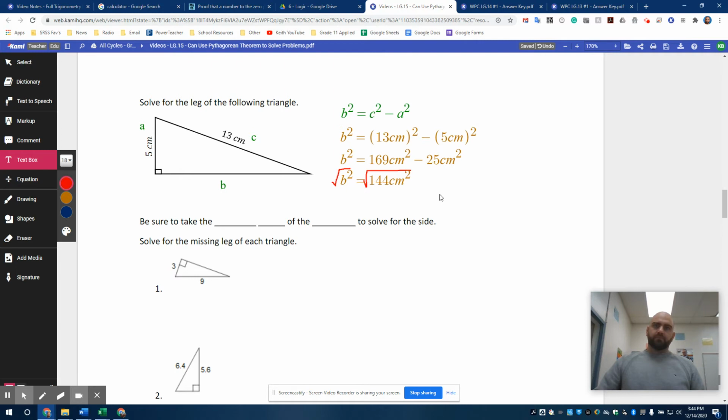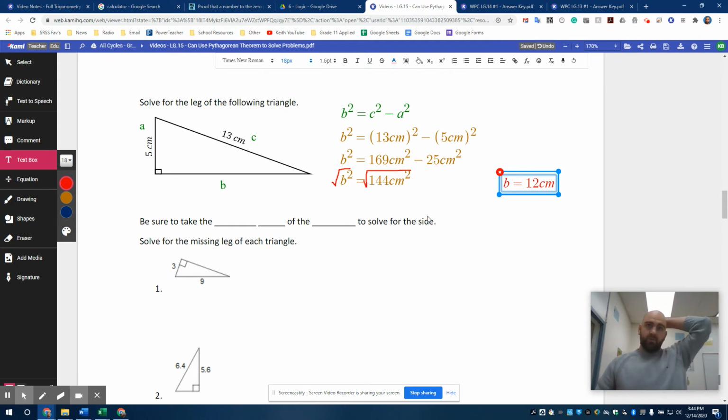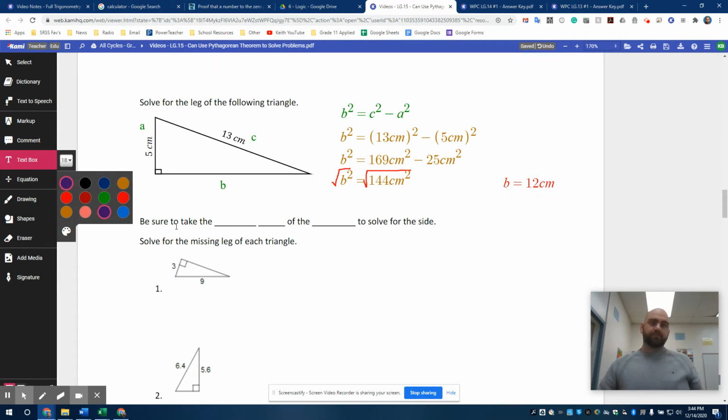So what that's going to give us is that B is equal to 12 centimeters. So that means that this side is 12 centimeters. Again, this is a nice Pythagorean triple. We have really nice numbers that we are using in this case.